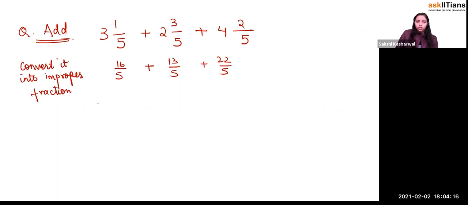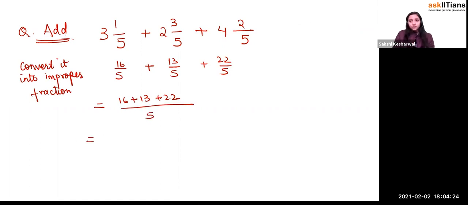All of them are like fractions, so you just have to add 16 plus 13 plus 22, divided by 5. This is equal to 19 and then 20, which is 41 divided by 5. As the question is in mixed fraction form, try to give your answer in the mixed fraction form only. So this is 8 whole 1 by 5. This is your answer.